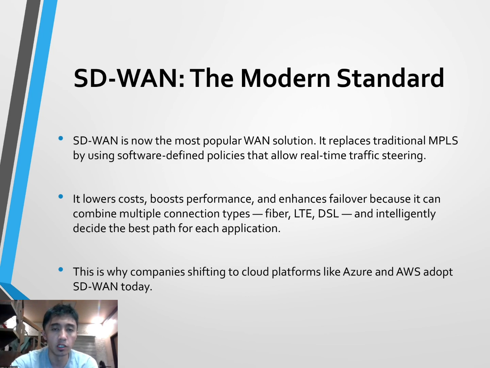So SD-WAN, the modern standard. SD-WAN is now the most popular WAN solution. It replaces traditional MPLS by using software-defined policies that allow real-time traffic steering. It lowers cost, boosts performance, and enhances failover because it combines multiple connection types: fiber, LTE, DSL, and intelligently decides the best path for each application. This is why companies shifting to cloud platforms like Azure and AWS adopt SD-WAN today.